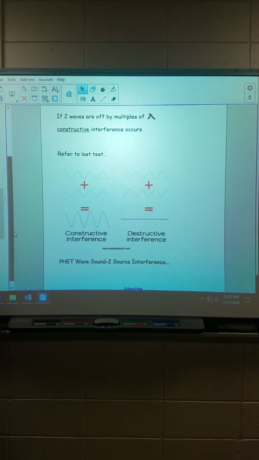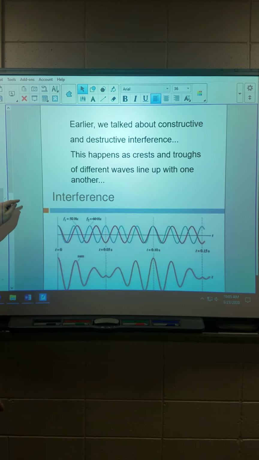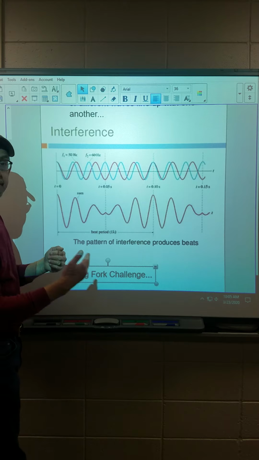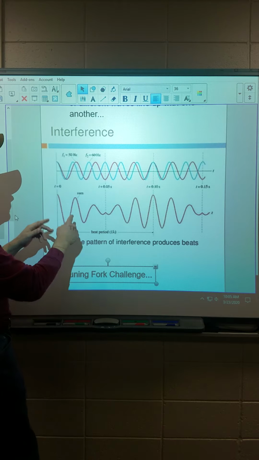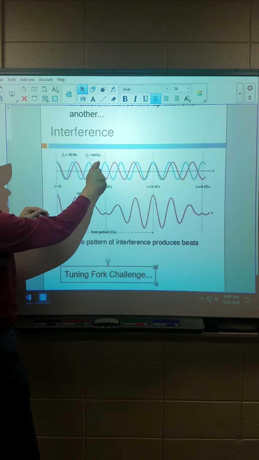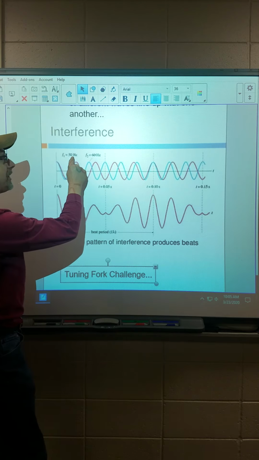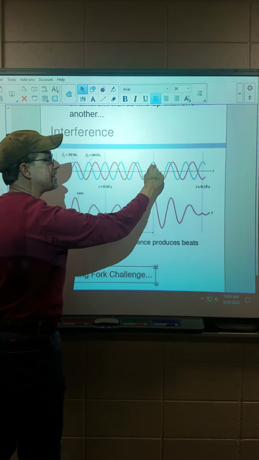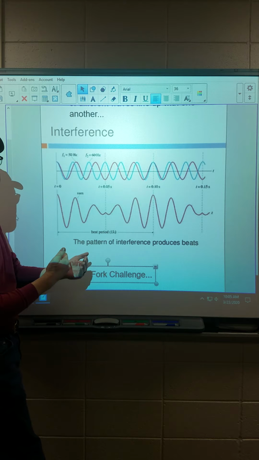So what does this sound like? Those of you who are in band may understand this, because you probably have to tune your instruments together. Here we have two waves. It might be tough to see, but the red wave is vibrating at a frequency of 50 hertz, whereas the blue wave is vibrating at a frequency of 60 hertz, about 10 times more per second.